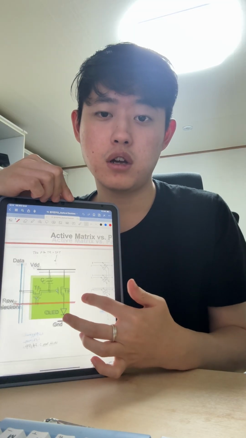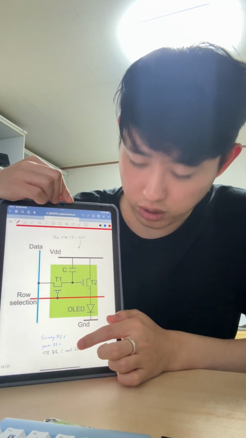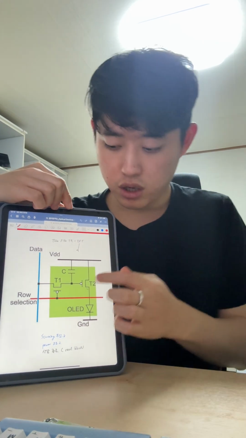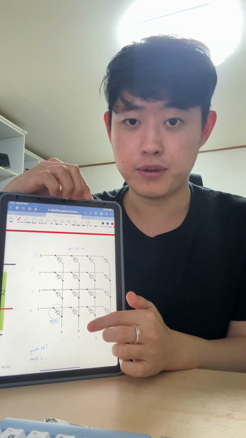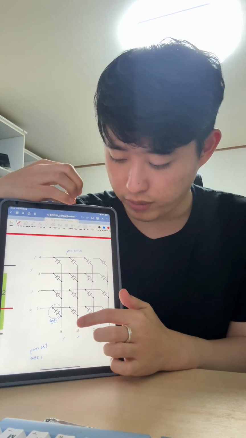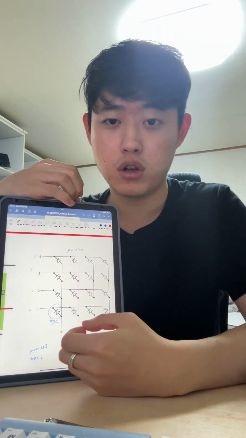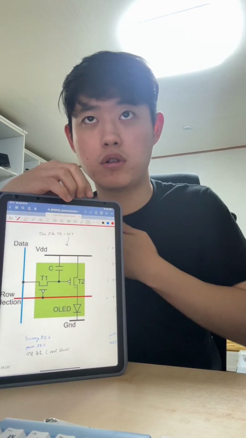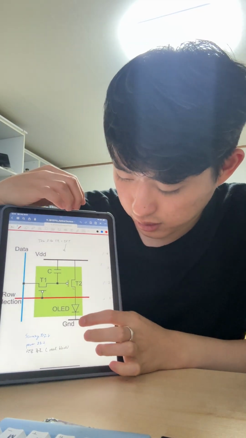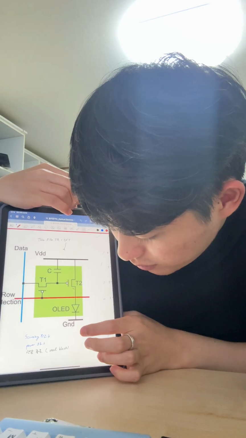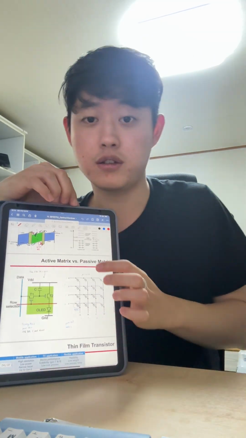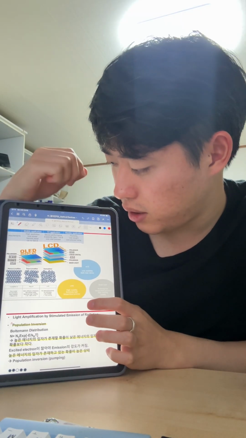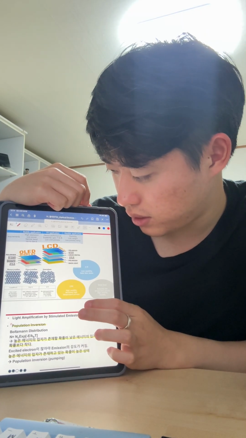The advantage of active matrices is low power consumption. A passive matrix has to have a DC bias, but this is not needed. This is the active and passive matrix, and OLED and LCD matrices are like this.